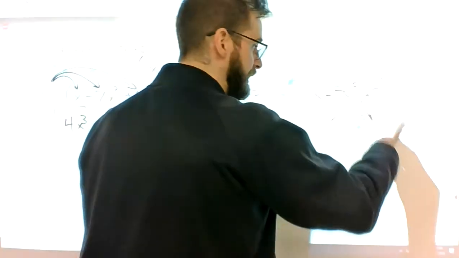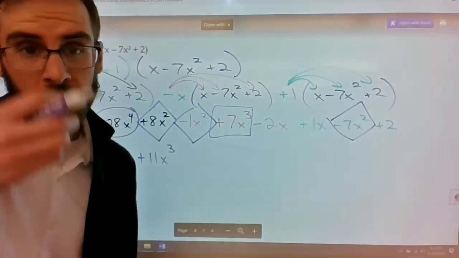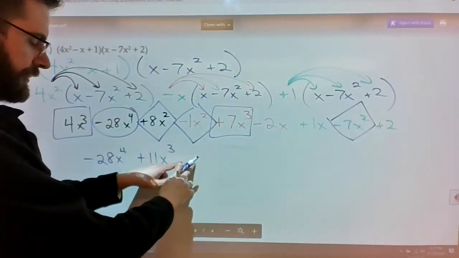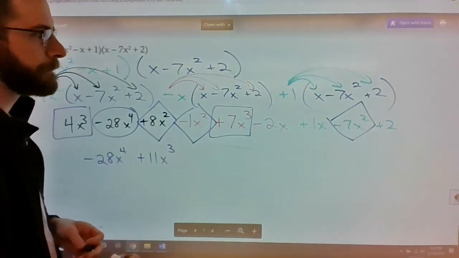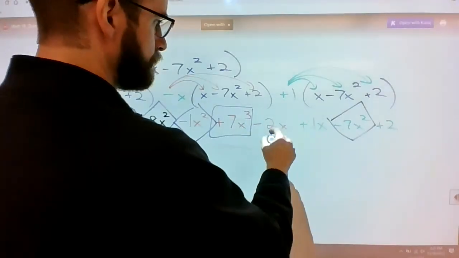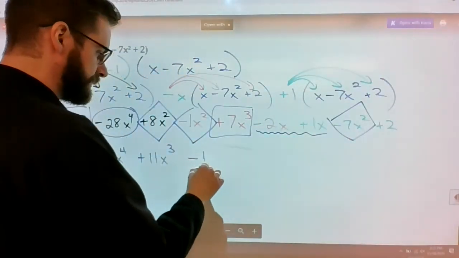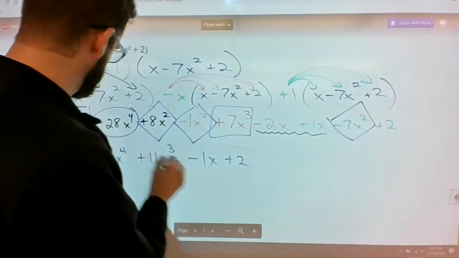7x squared minus 7x squared is 0x squared. So if it's 0x squared, you're not going to include it at all. 0x squared, not included. All right. Now we're just down to negative 2x plus 1x. That's negative 1x. And there's a positive 2 hanging out at the tail end, so we got to include it.